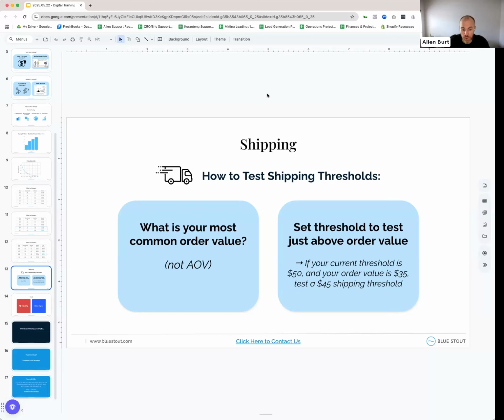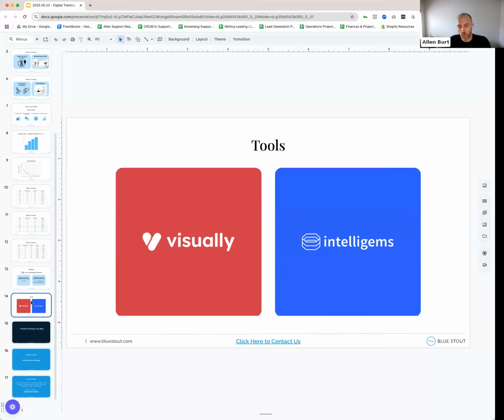So if you guys do have questions, happy to open it up to questions at this point. If you want to drop any of those questions in. The only last point I was going to make was, if you are looking to do shipping threshold testing or price testing, the two tools that we typically recommend are either IntelliGems or Visually, and that would be visually.io if you wanted to type it into your browser.